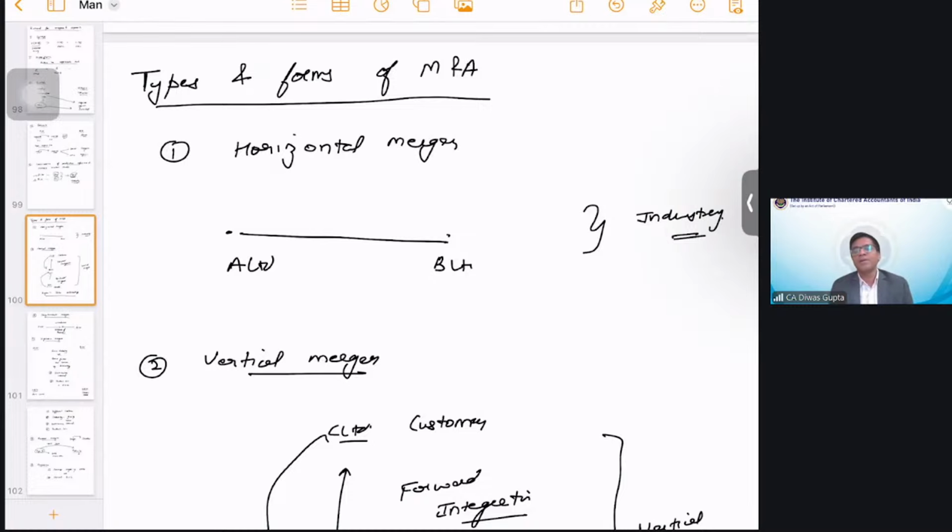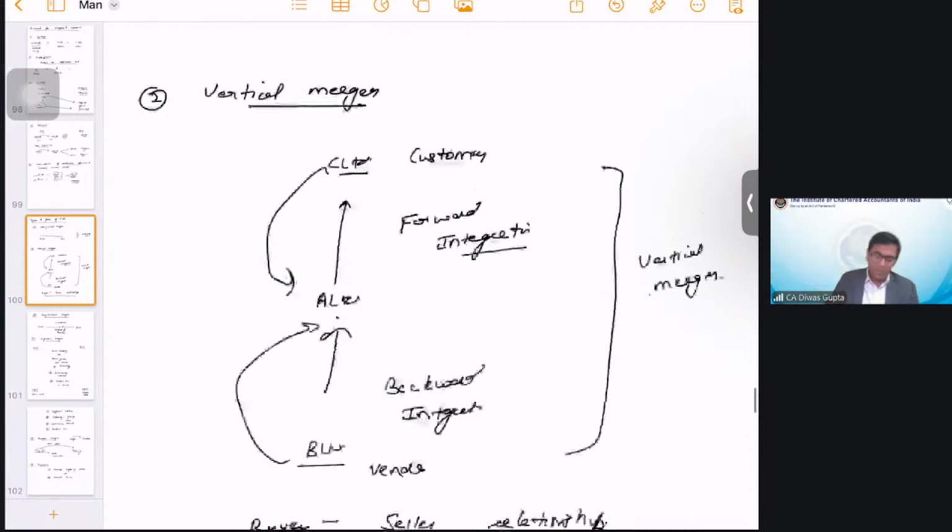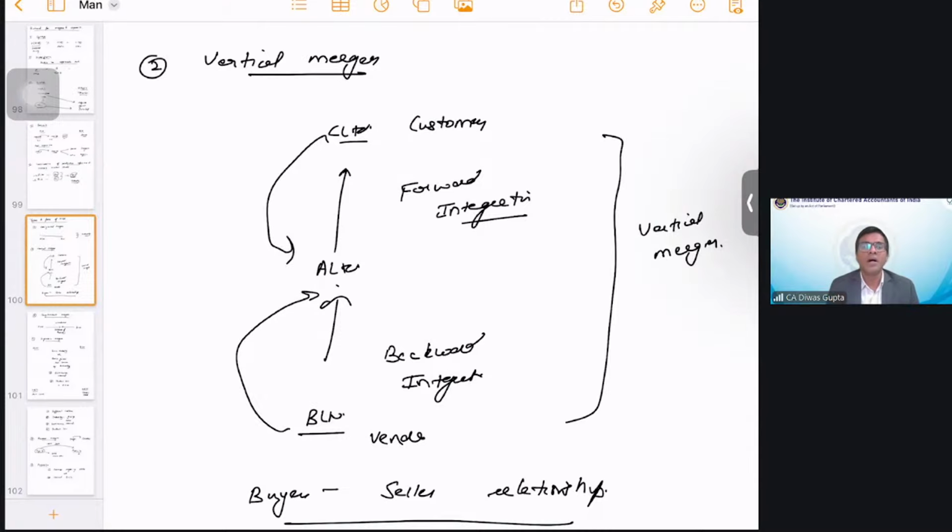The first type and form is the horizontal merger, where the merger happens between competitors which are part of the same industry, right? They are parallel, so let's say they are peers to each other. Then the vertical merger. In a vertical merger, either a customer gets integrated or a vendor gets integrated into the business. If the customer gets integrated, this is called forward integration. If the vendor gets integrated, this is called backward integration. And this entire chain is called the vertical merger. So if the merger happens between entities which have a buyer-seller relationship, that is called a vertical merger.